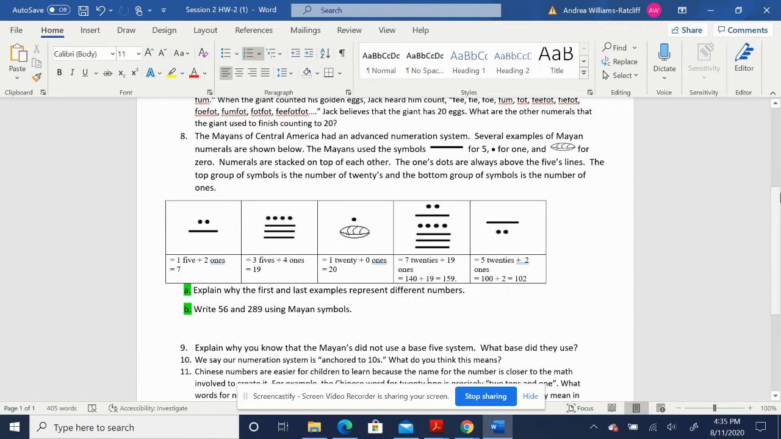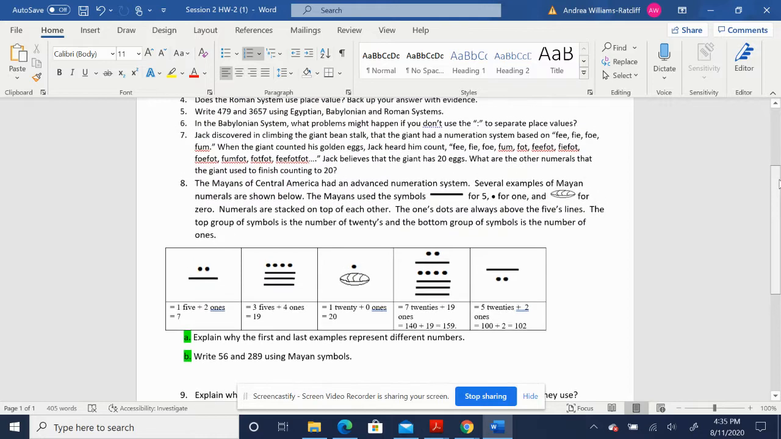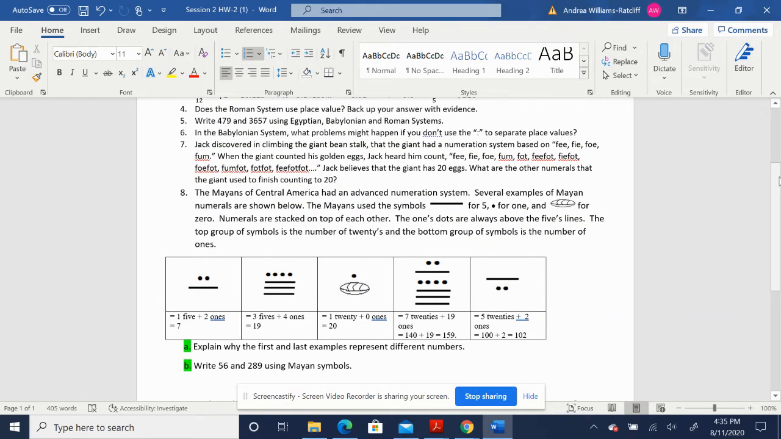Number 4 asks us, does the Roman numbering system use place value, and back up your answer with evidence? Not in the traditional sense. What do I mean by that? As they move left or right, placing a significant letter somewhere, it's not in the traditional sense that we would think of as place value. However, position in their number system does have some meaning. Think about the difference in the way you would place IV and VI. IV would mean 4, VI would mean 6. So not in the traditional sense, but yes, position does matter here.